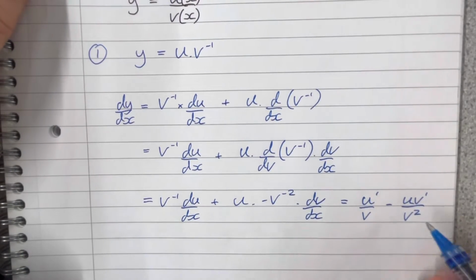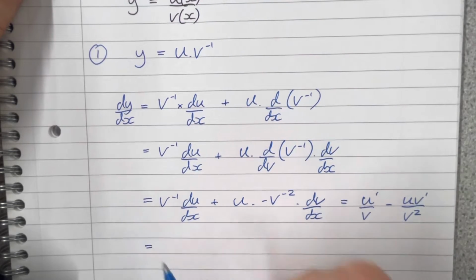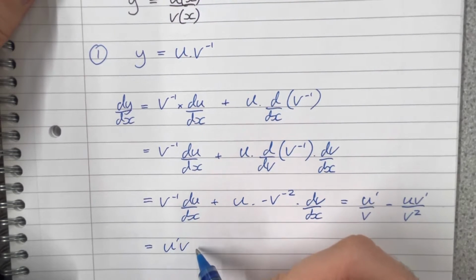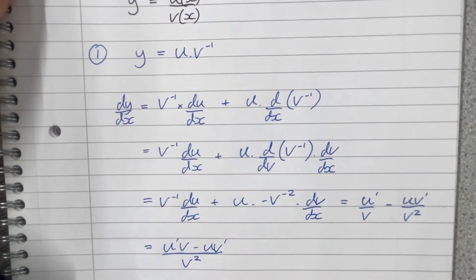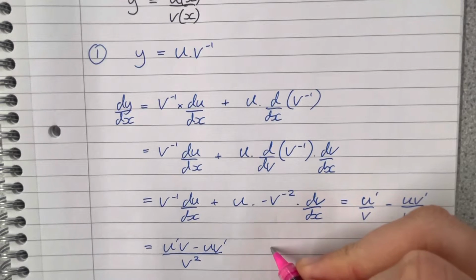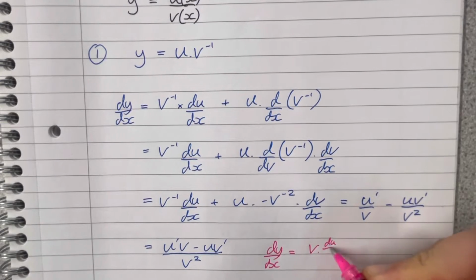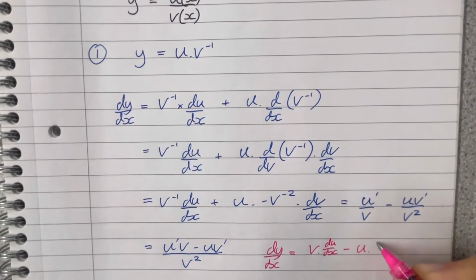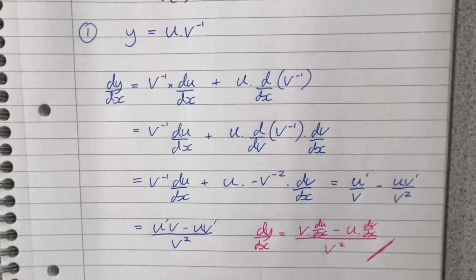Okay, that's two different fractions. I'm just going to put it over the same fraction, but times in this one top and bottom by v. So that gives me that dy by dx is u primed v minus u v primed, all divided by v squared. Okay, and that is the quotient rule. So if you like, give it in its full form, dy by dx is going to equal v times du by dx minus u times dv by dx, all divided by v squared. And that is the quotient rule formula. That's the bit you need to learn, and that's the bit we need to use in questions.